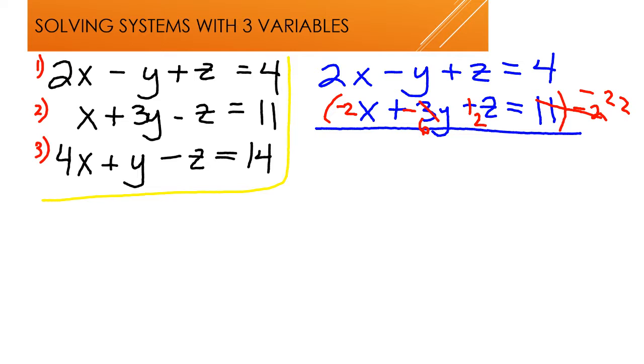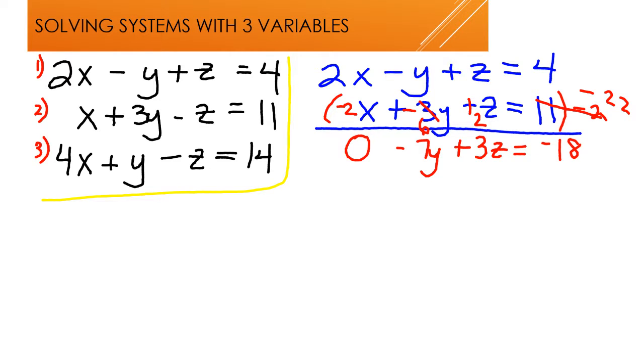This will make 0 for the x, which, remember, the process of elimination is to get rid of a variable. And in that, when I subtract 2x minus 2x, I will get 0. And that's my goal, is to make a 0. The y's are going to make a 7y. And the z's will make 3z. And then -22 plus the 4 will make a -18.